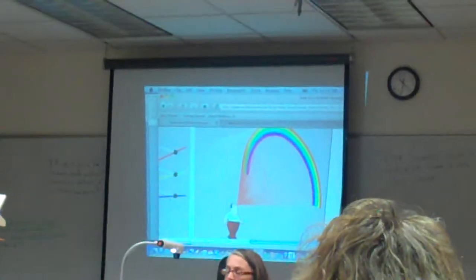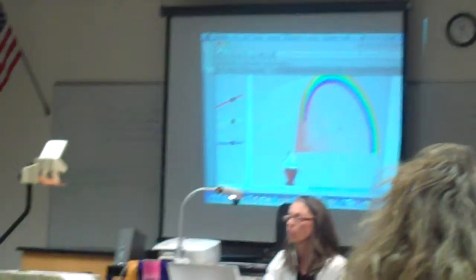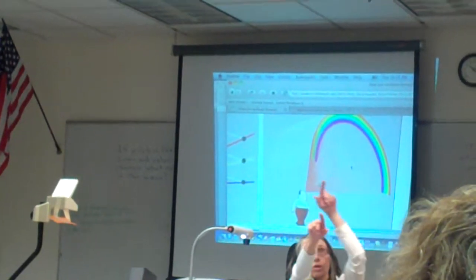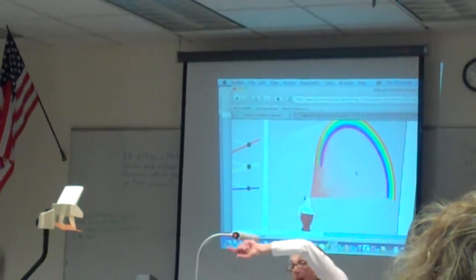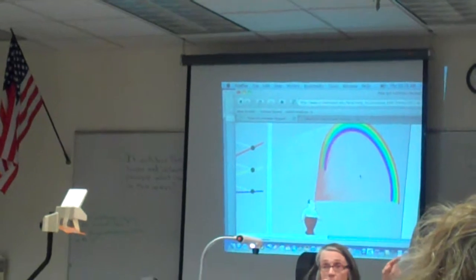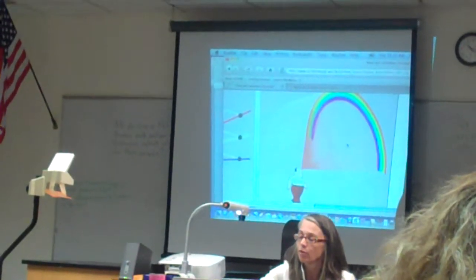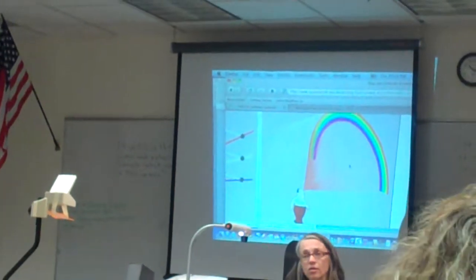There he is. So as the white light is coming in from behind him, anywhere that it makes an angle of 42 degrees to his eye, he can see that rainbow. All right? So the white light's coming in behind him. By the time it refracts and reflects down to his eye, he sees that.